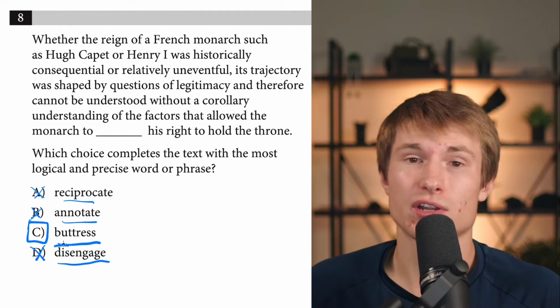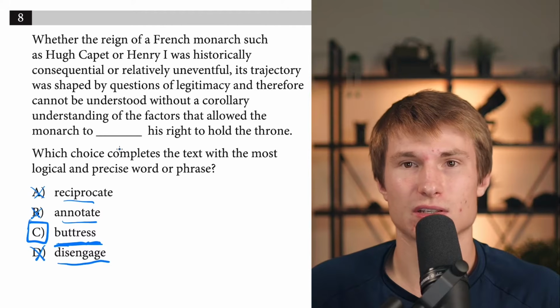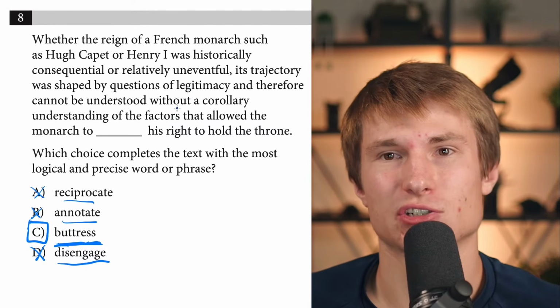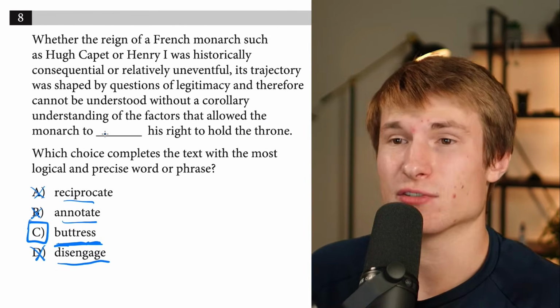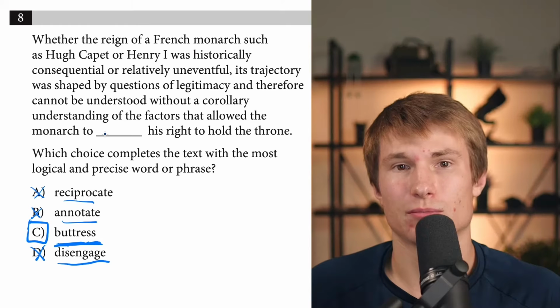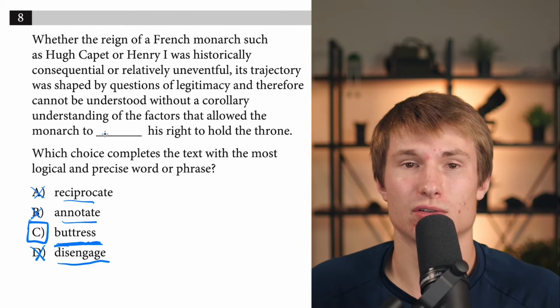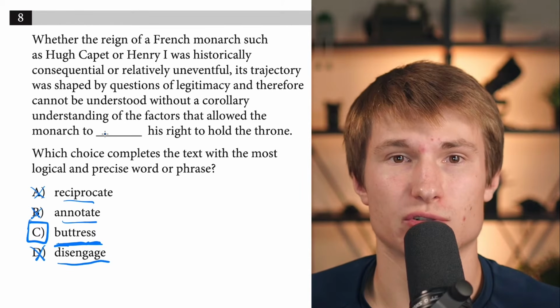Now, if you know the definition of buttress, then you would understand that in this context, it would essentially mean that it allowed the monarch to strengthen his right to hold the throne. But ultimately, you can still answer this even if you didn't know the definition of buttress just by using process of elimination.